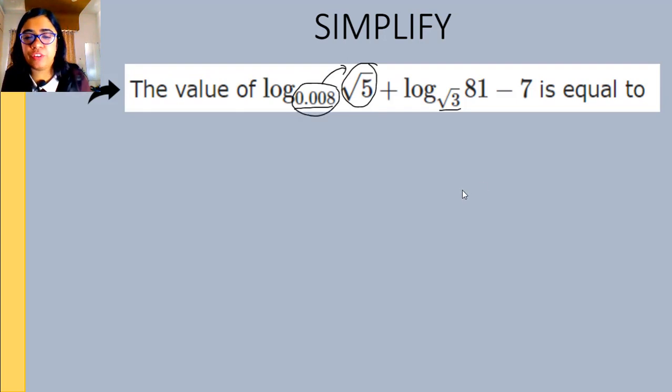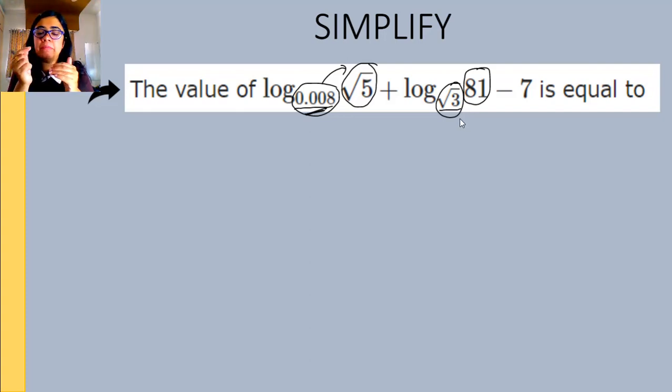Matlab, if you have root 5, try to convert your base in terms of 5. Similarly, you have 81 here and you have root 3 here. So, either convert 81 in terms of root 3 or root 3 in terms of 81. Until you convert one number in terms of the other, you will not be able to go ahead with the problem. Okay? So if you have a 5, try to convert 0.008 in terms of 5 or try to convert 5 in terms of 0.008. Convert one in terms of the other, only then can you solve the logarithm question.